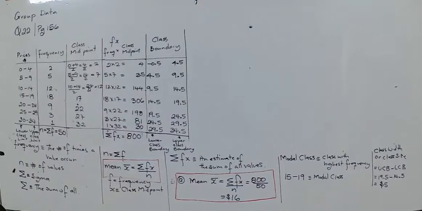B says, using a scale of 2 centimeters to represent 5 units on both axes, draw a histogram to represent the distribution of prices. For 5 marks. So, graph sheet now.